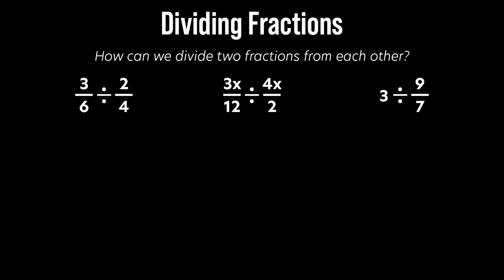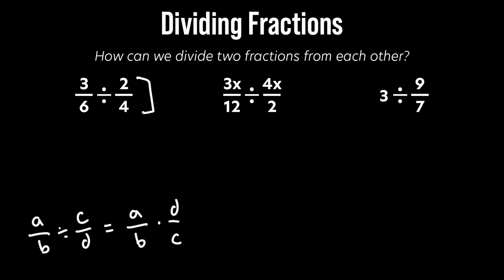Let's try some practice problems now. Here we have 3 over 6 divided by 2 over 4. So let's write down our property in the corner here. A over B divided by C over D is equal to A over B times D over C. So what we'll want to do is flip the 2 and the 4 here and then multiply across. So this is going to be equal to 3 over 6 times 4 over 2. We just flip these two numbers and multiply.